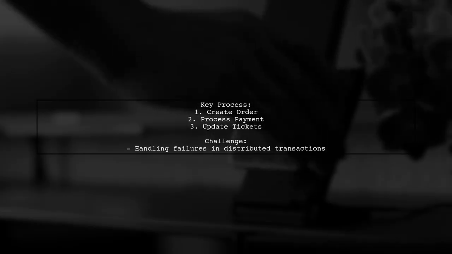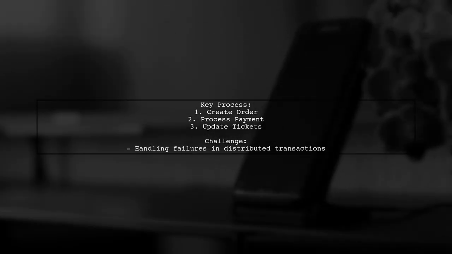The main process for buying tickets involves creating an order, processing payment, and updating ticket availability. However, if an error occurs during ticket movement after payment is completed, how can the system revert the user's payment and update the order status? This is where Hystrix Fallback comes into play.